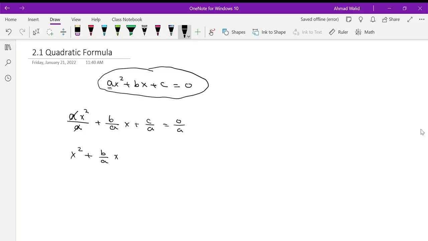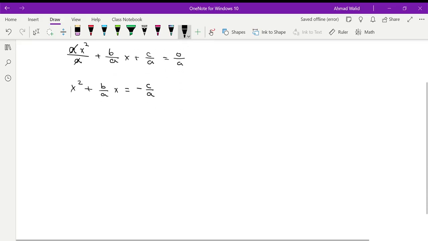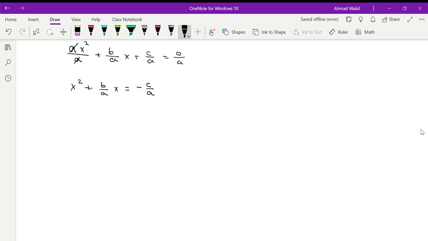And let's do the same thing: move also the constant term to the right side of the equation. I'll do 2 steps here. It becomes negative c over a, and of course 0 over a becomes 0. I will not write that part. Now, to apply completing a square, we take half of b, we square it, and we add it to both sides. Half of b over a means, if you remember, multiply it by 1/2. It means b over 2a.